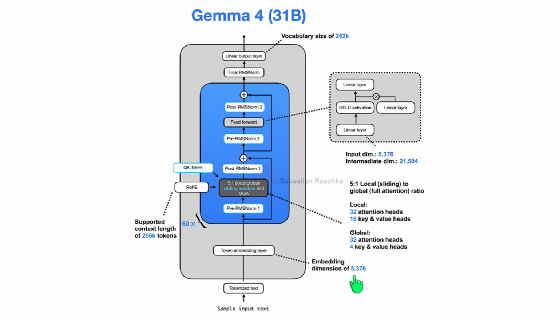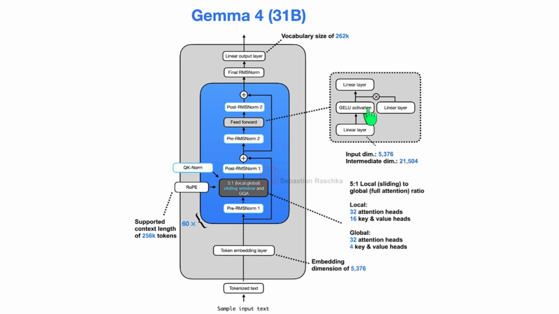So we have the embedding dimension of 5376. The input text goes here. It goes to the normalization layer, which scales down and normalizes the input so that there are no very large numbers and very small numbers. And then we have the next layer of post normalization. Before that, we have the attention heads, and we see that we have 32 attention heads here, 4 key and value heads, and then it goes to the post normalization. After that, it goes to the feed forward layer.